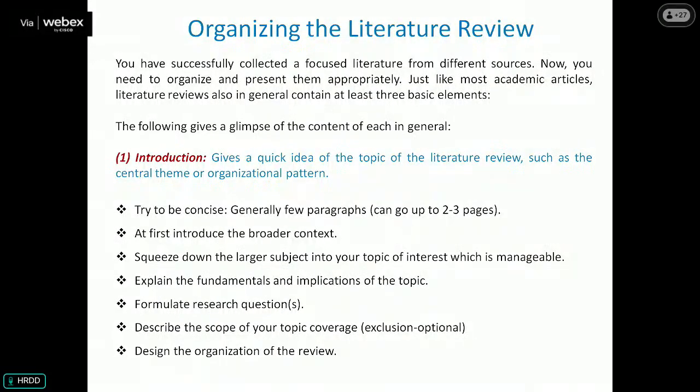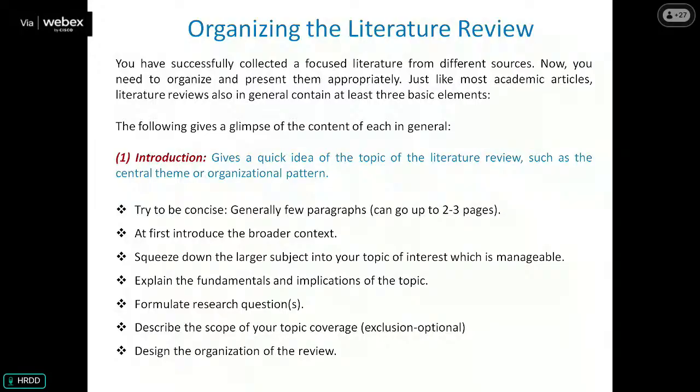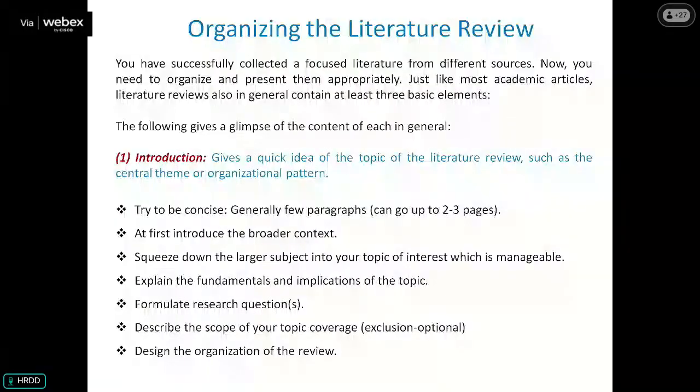So there are 3 basic elements. First is the introduction. In the literature review, the introduction need not be very lengthy, very short only. It gives a quick idea of the topic of the literature review, such as the central theme or organizational pattern. So the theme on which you are working will be presented in the introduction part. It will be very short, or the way you are organizing, I will come to it now. Try to be concise, generally a few paragraphs, maximum 2 to 3 pages.